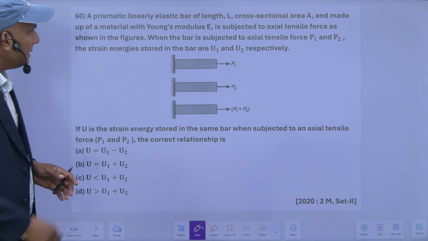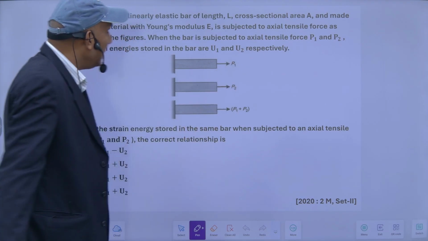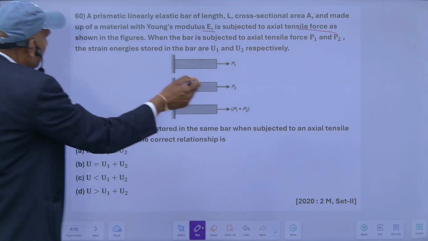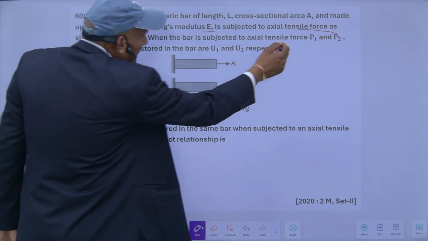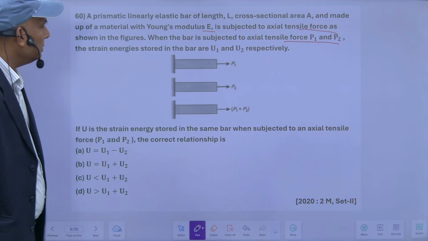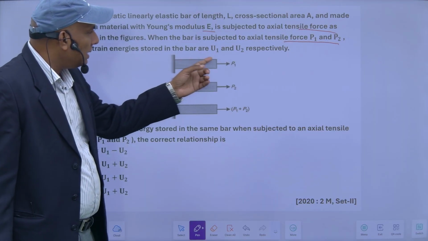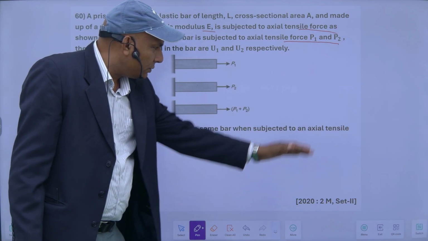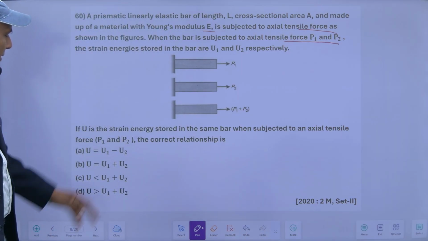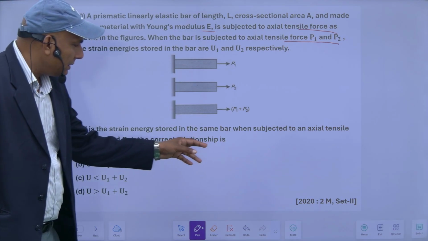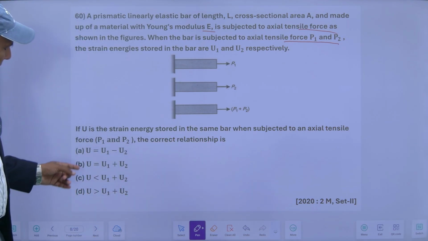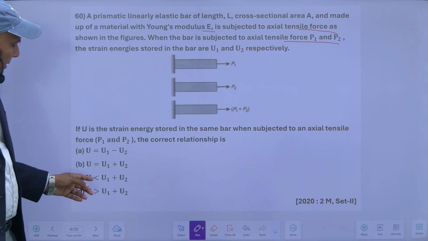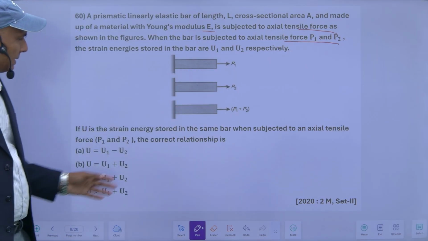A prismatic linear elastic bar of length L, cross section area A, and made of a material with Young's modulus E. When the bar is subjected to axial tensile force P1 and P2, the strain energy stored in the bar are U1 and U2. If U is the strain energy stored in the same bar when subjected to an axial tensile force of P1 plus P2, the correct relationship is what? Whether total strain energy is this minus this, or this plus this, or it is less than sum of this, or it is greater than sum of this.